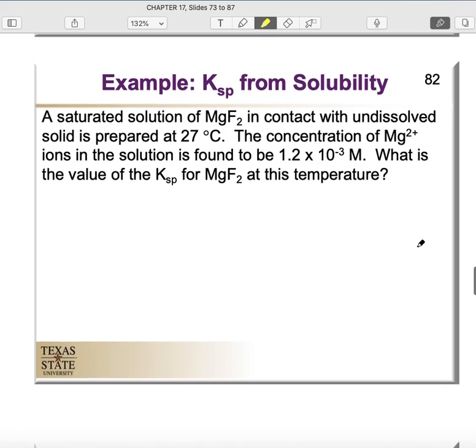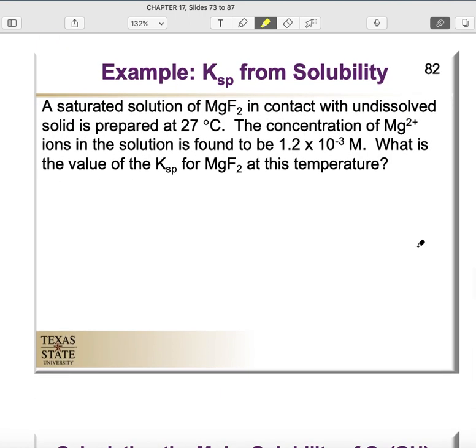All right, so let's start with the first problem. In this particular case, we're going to try to find Ksp from solubility. So what we have is a saturated solution of magnesium fluoride, which is in contact with undissolved solid and is prepared at 27 degrees Celsius.